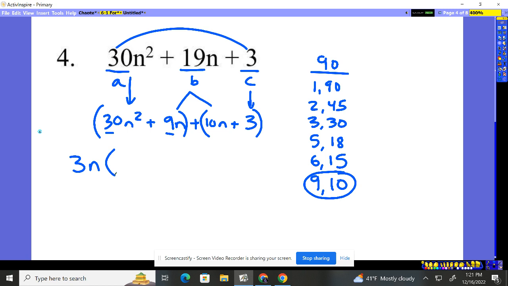And now I say to myself, hey, 3 times what is 30? 10. N times an n would give you the n squared. So 3n times 10n gives me the 30n squared. Perfect. 3 times what gives you the 9? A 3, and you've already factored the n out, so that's it, because 3n times 3 is 9n.